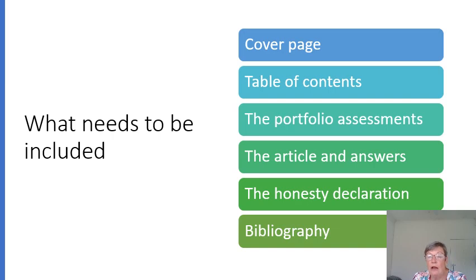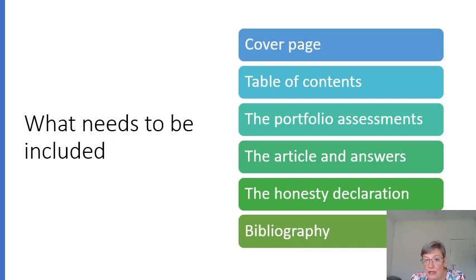Okay, what needs to be included? I would suggest that you follow this sequence in your portfolio, but it's not cast in stone. You can mix and match, that's fine. But you need to make sure in the first place there's a cover page. In the second place, a table of contents. It's not that critical, but do it anyway. It just is more professional.